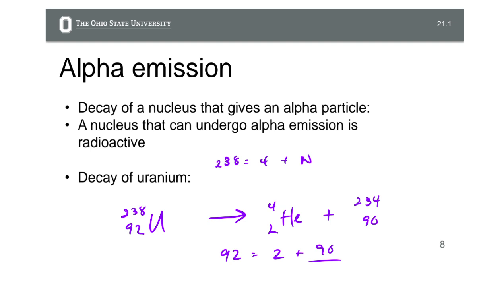And then we can use the periodic table, figure out what element 90 is. It's at the very bottom left side, and that is thorium. Okay. So in our decay of uranium, we give off an alpha particle, and the thorium is a daughter particle. And we'll continue with this next time.